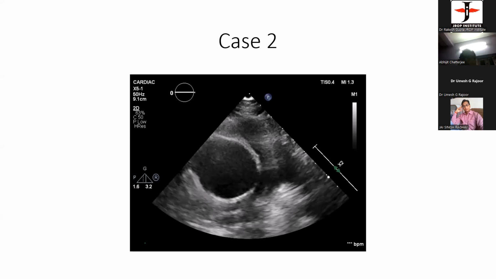What is the scoring system known? Mitral valve scoring system for balloon mitral valvotomy. There is a scoring system for balloon mitral valvotomy. What is that system known as? I won't ask you the details, just the name. No, sir, I didn't know that. Don't worry. So, Wilkinson's. How will you assess the severity of pulmonary hypertension in a patient of mitral stenosis?